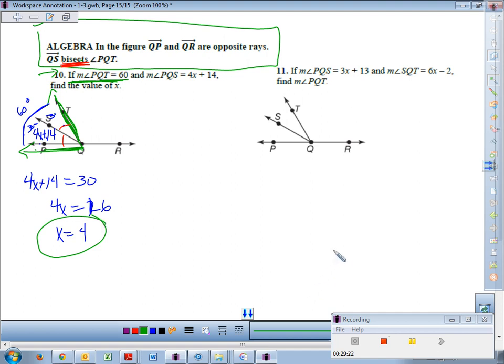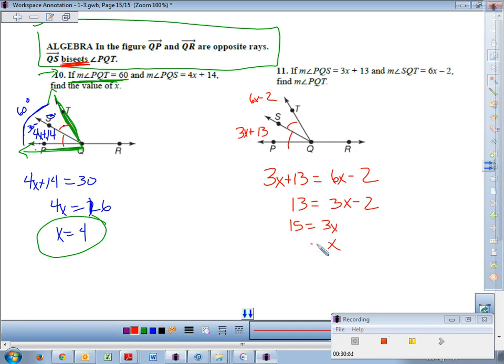Let's set up the next one. All right, let's take that info, put it in the picture. Are the instructions the same? Yes, but the problem is different, correct? But the instructions are the same. Let's set it up. So again, since that angle got bisected, I put my arc marks in there. They say this measure is 3x plus 13, this is 6x minus 2. And what do the arc marks mean, my friends? So let's set those equal to each other and solve for x. And then we'll answer the question.